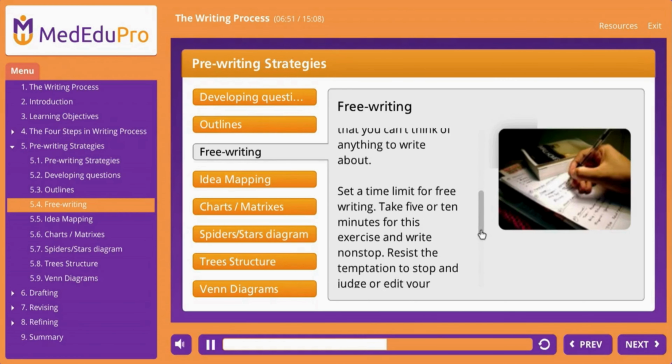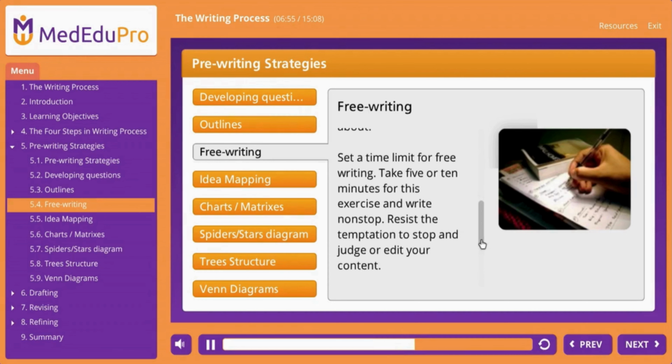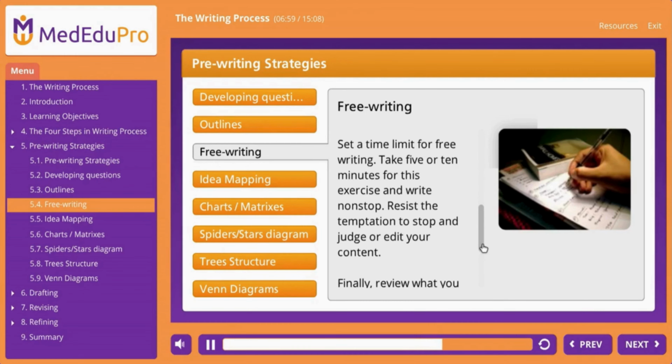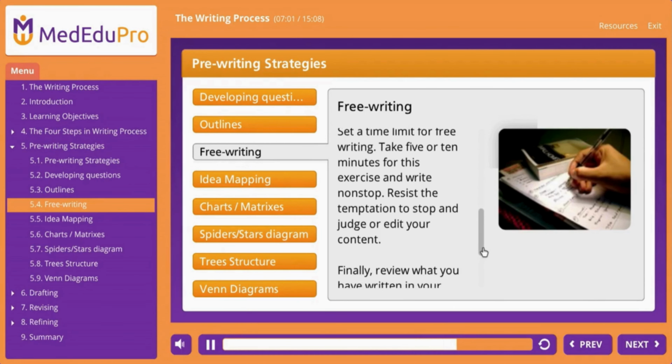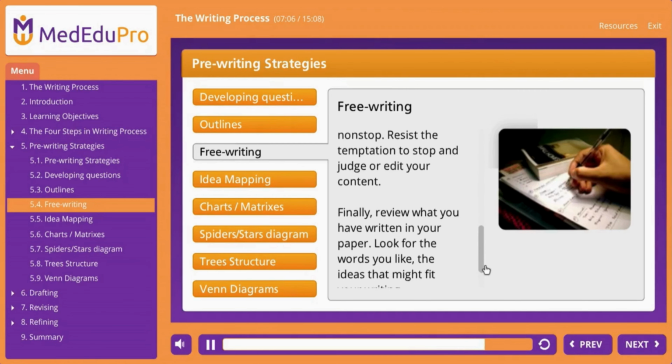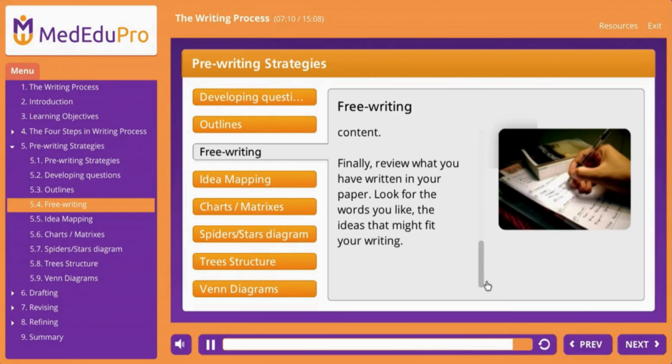Set a time limit for free writing. Take 5 or 10 minutes for this exercise and write non-stop. Resist the temptation to stop and judge or edit your content. Finally, review what you have written on your paper. Look for the words you like and the ideas that might fit your writing.